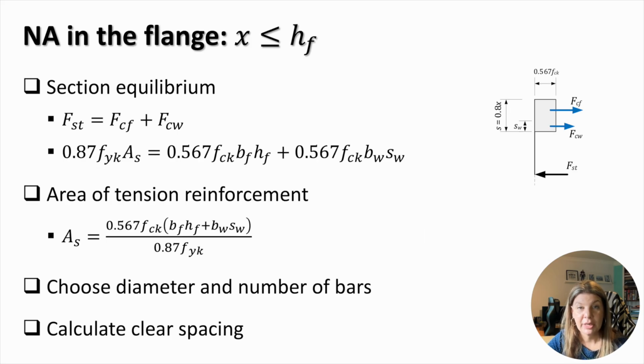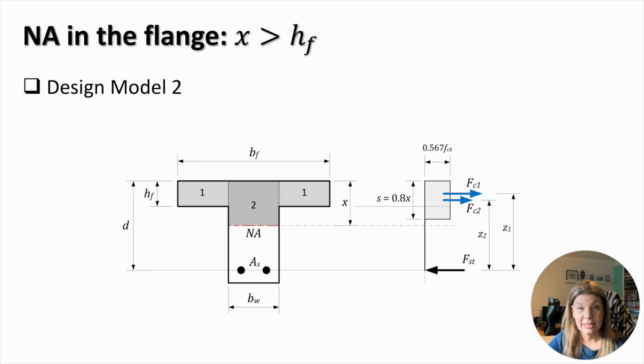The area of bottom tension steel is calculated from the equilibrium of forces, where the tension force in steel balances the compression forces in the flange and the web. Finally, the number and diameter of bars is selected, and the spacing between the bars, which is spread over the web width, is calculated. In the second design model, the complex area of compressed concrete is divided between the clear flanges and the rectangular beam, as shown on this slide. The force produced by the compressed concrete is also divided into the force in the clear flanges, FC1, and in the beam, FC2.